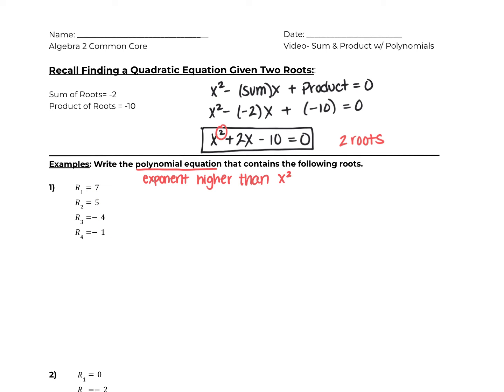roots. So notice I have 1, 2, 3, 4 roots. So if I have 4 roots, my degree or my polynomial should be an x to the 4th equation. Just like I had an x squared equation had 2 roots. So the degree, the x to the 4th, will tell us the number of roots that we should have. So we're actually going to use sum and product to get the answer to this question. So we can only use sum and product for 2 roots at a time. So we can do sum and product with these 2 roots, then we can do sum and product with these 2 roots, and put those answers together to get this polynomial equation.